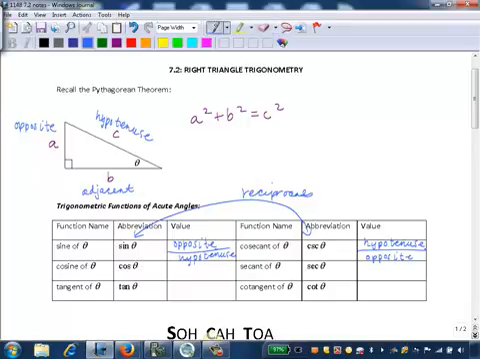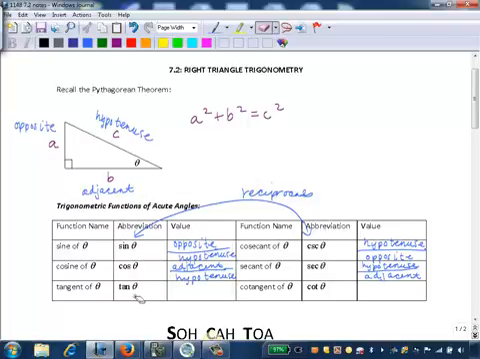Okay, now cosine of theta. Cosine is the ratio of the adjacent side to the hypotenuse. And then secant is the reciprocal of cosine, so instead of adjacent over hypotenuse, it's going to be hypotenuse over adjacent. So once again, these are the reciprocals. So these basic 3 trig functions, the other 3 are the reciprocals. So the reciprocal of cosine is secant.